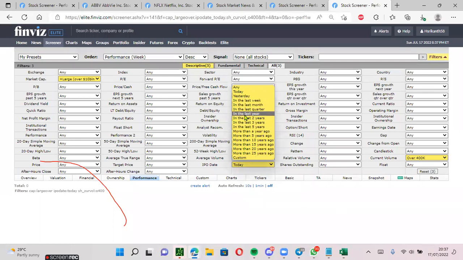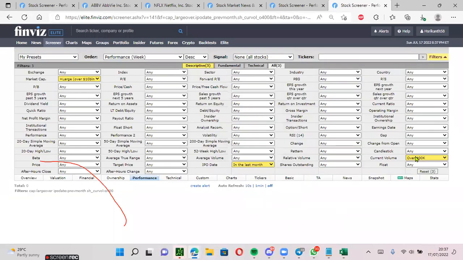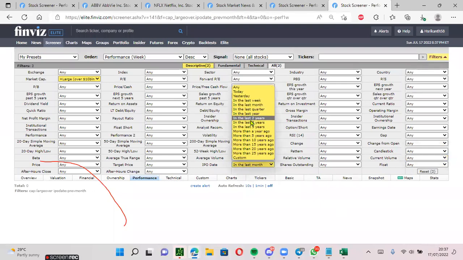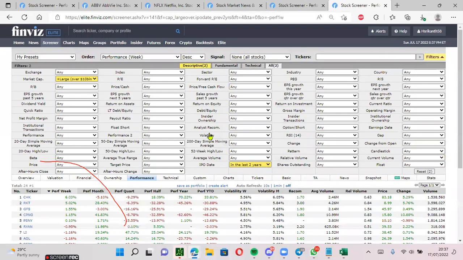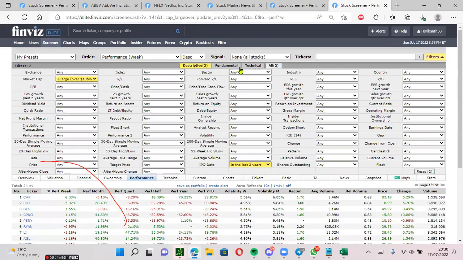Okay, I'll do the IPOs that happened last month. Nothing. Okay, this is IPOs from the last 2 years. You can see a couple of them. Yeah, it has a good theme.